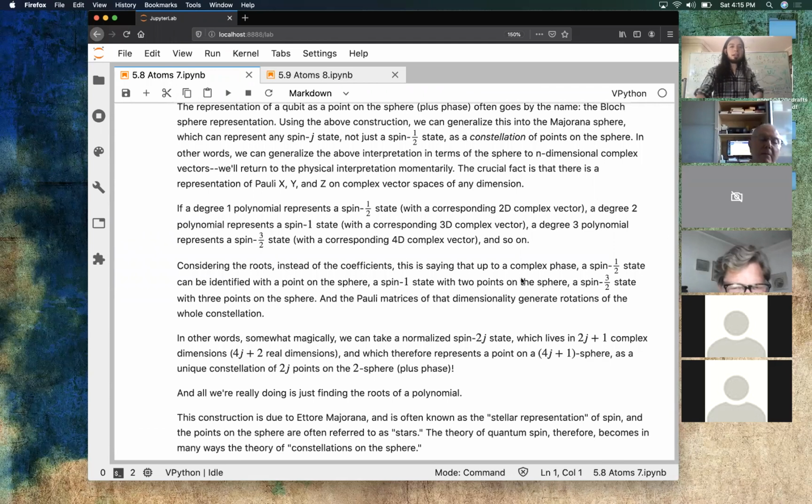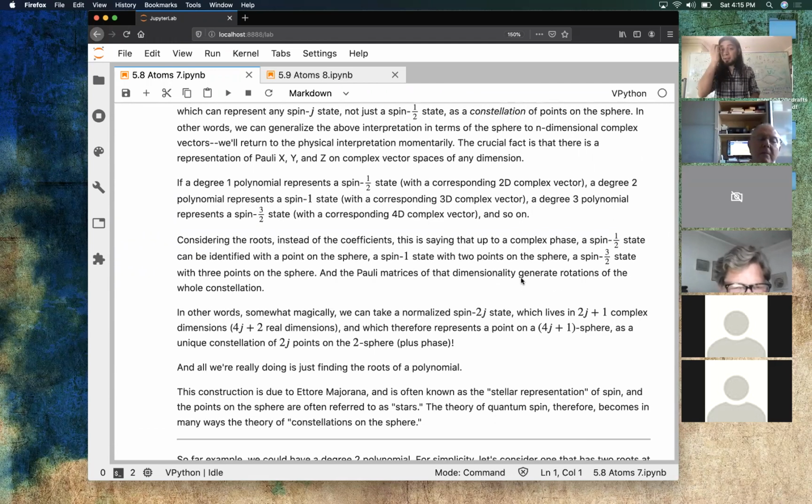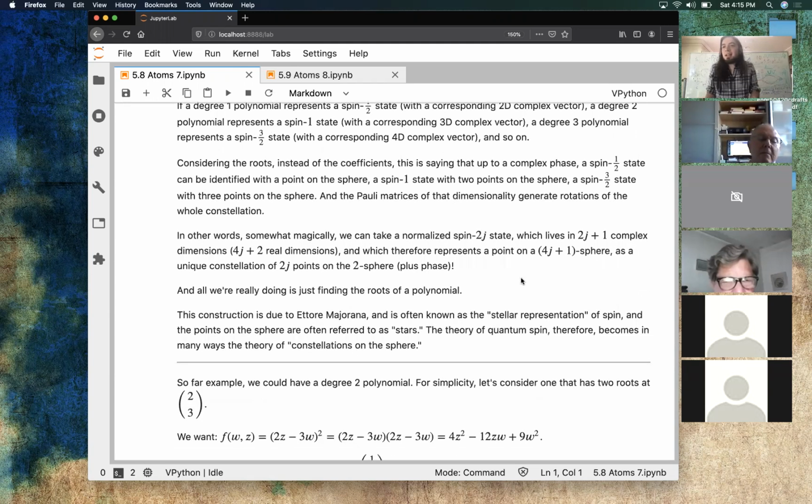So, to wit, a degree 1 polynomial will represent a spin half state. A degree 2 polynomial will represent a spin 1 state. Degree 3 polynomial will represent a spin 3 halves state, and so forth. And this is kind of cool. It works because of the fundamental theorem of algebra. But geometrically, it's kind of awesome. You know what I mean? It's kind of surprising, right?